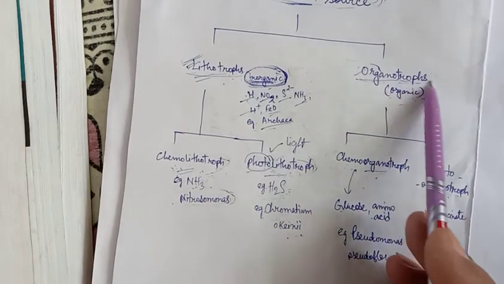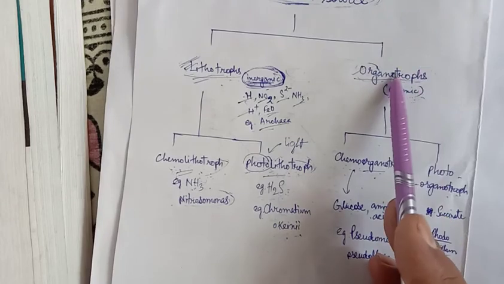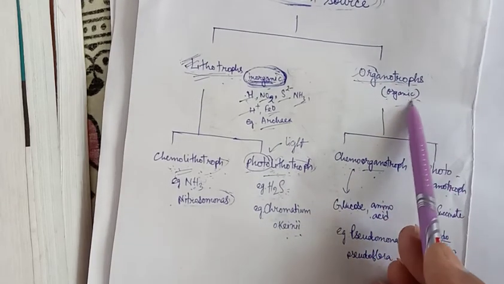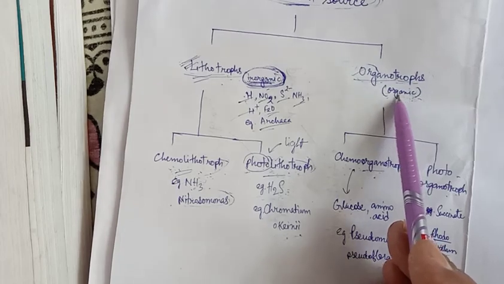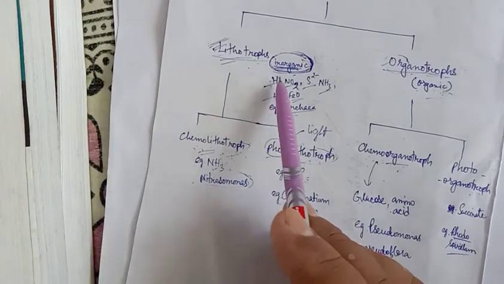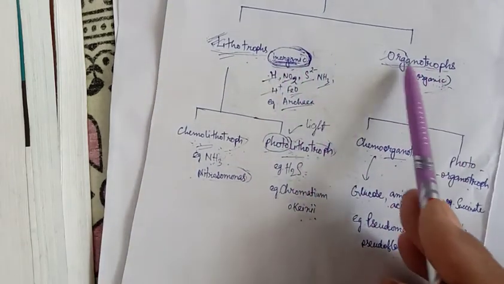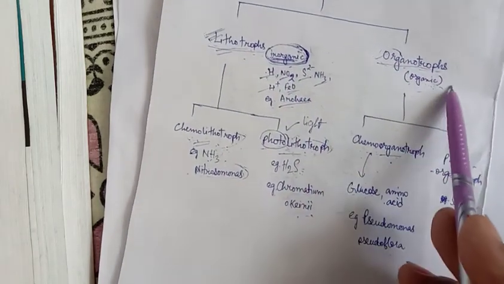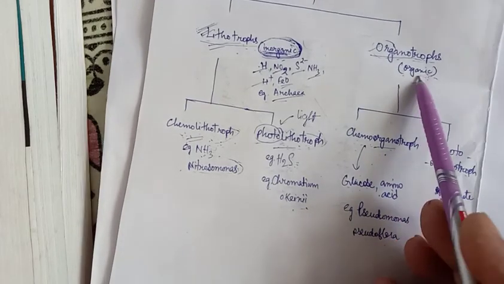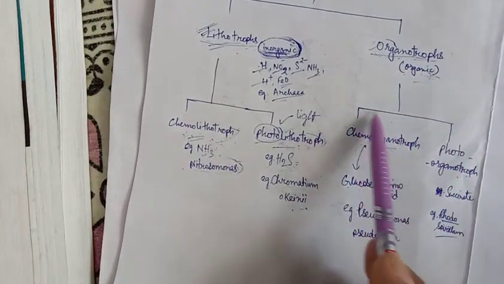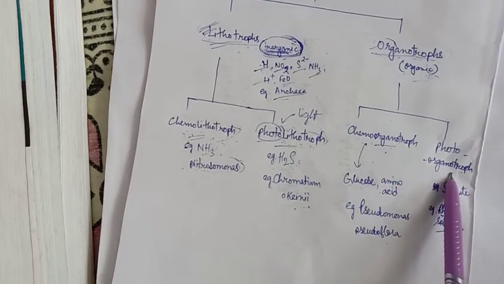Come to the organotrophs. What are the organotrophs? Organotrophs are organisms which can use organic compounds as electron donors. So in lithotrophs, the electron donors are inorganic compounds, whereas in organotrophs, organic compounds are the electron donors. Organotrophs are again subdivided into chemoorganotrophs and photoorganotrophs.